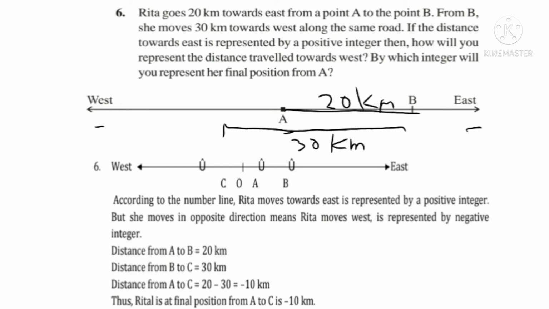So the distance from A to B is 20 km and B to C is 30 km, if we mark this point as C. Now the distance from A to C is 20 minus 30, that is minus 10 km. Thus Rita's final position from A to C is minus 10 km.